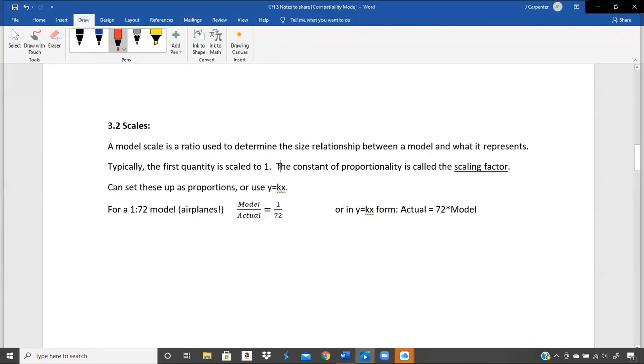That's the scaling factor. The cool thing is, if you don't like setting up proportions where you use your words and then write the scaling factors on the other side, you can also set up a y equals kx proportion form instead of writing it fraction equal fraction. You can do this instead, and the k is that, as long as you have the actual on the left and the model on the right, unless it's the flip-flop where you're scaling something up, like a cell or an atom.